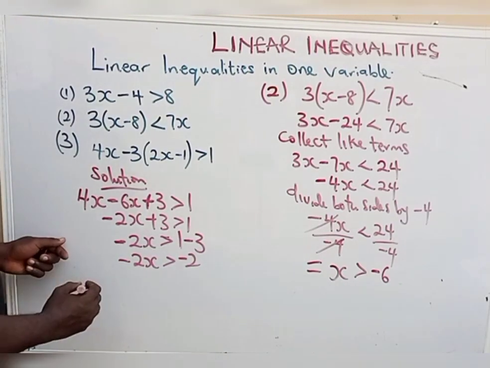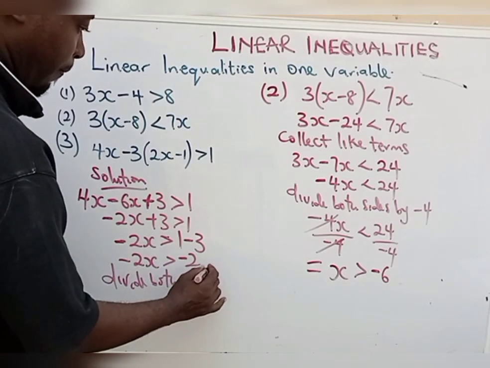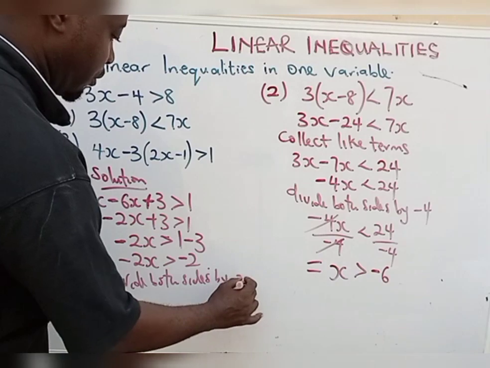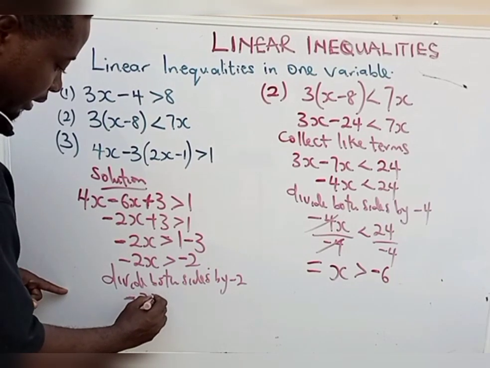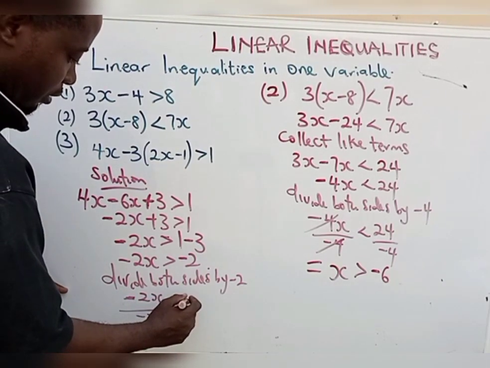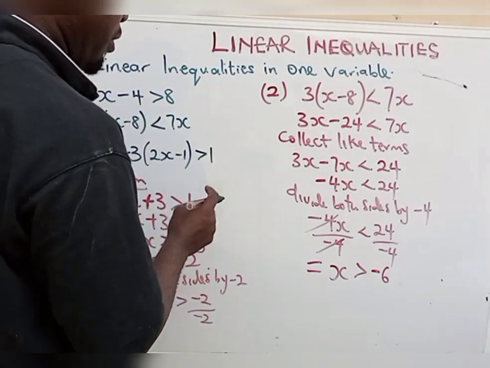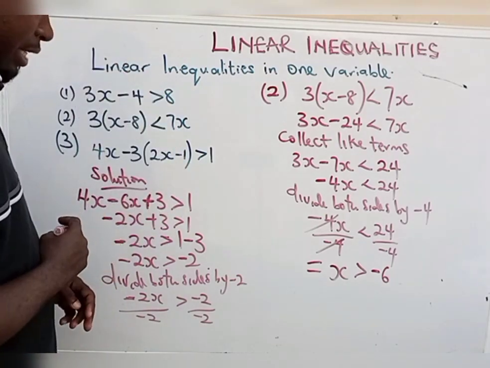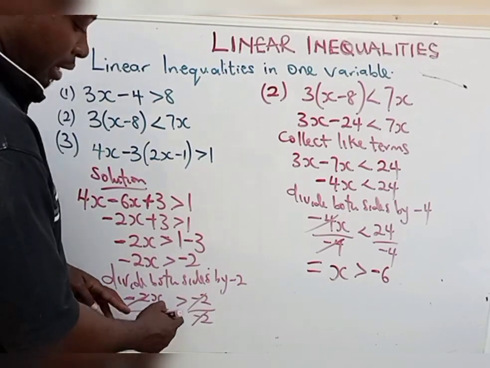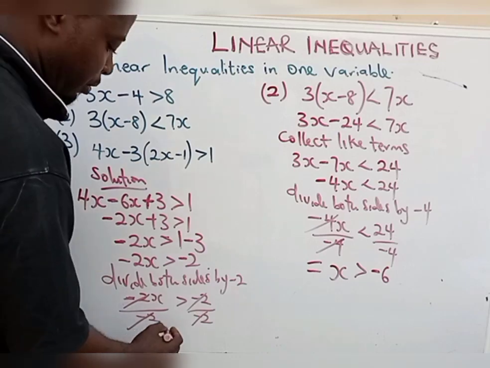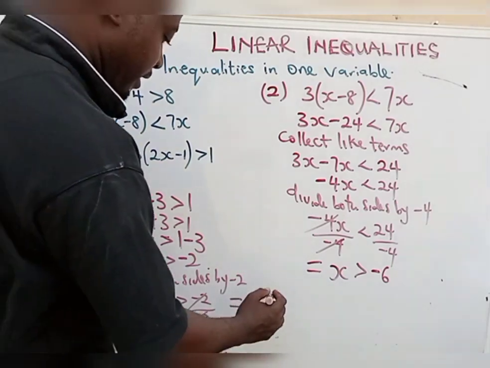Now the next thing to do is divide both sides by minus 2. Now in order to do that, I'm going to have minus 2x all over minus 2 greater than minus 2 all over minus 2. And don't forget, we said whenever you are multiplying or dividing both sides by a negative number, the sign will reverse. So in that case, the sign here will reverse. Minus 2 divided by minus 2 will give us 1, but the sign is going to reverse. And when it reverses, I'm going to have x is less than 1.